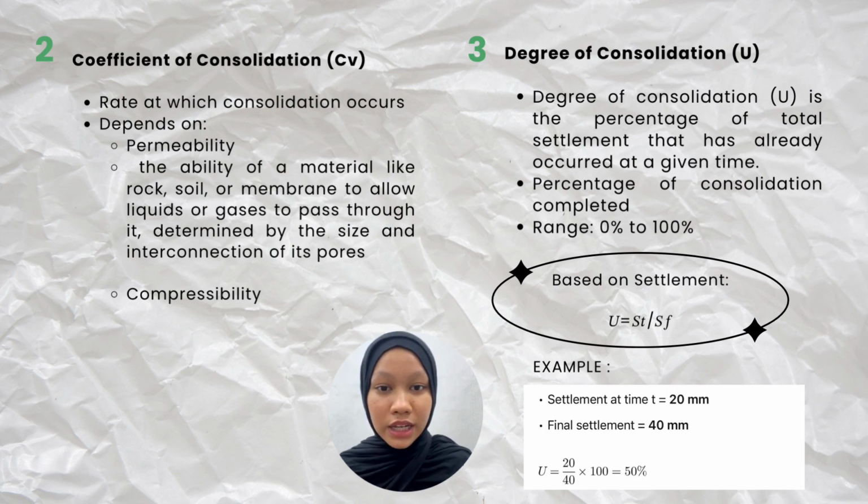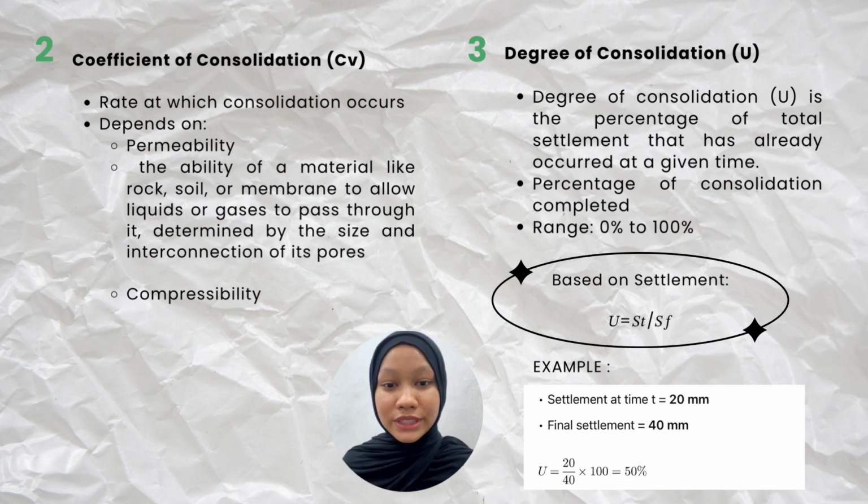The example that I gave in the slide is settlement at time given 20 millimeter, and final settlement is 40 millimeter. All the data are substituted in the formula, and we get 50%. That means 50% or halfway of the work, which means half of the settlement has happened. If the U value is 100%, that means the consolidation work is fully completed.